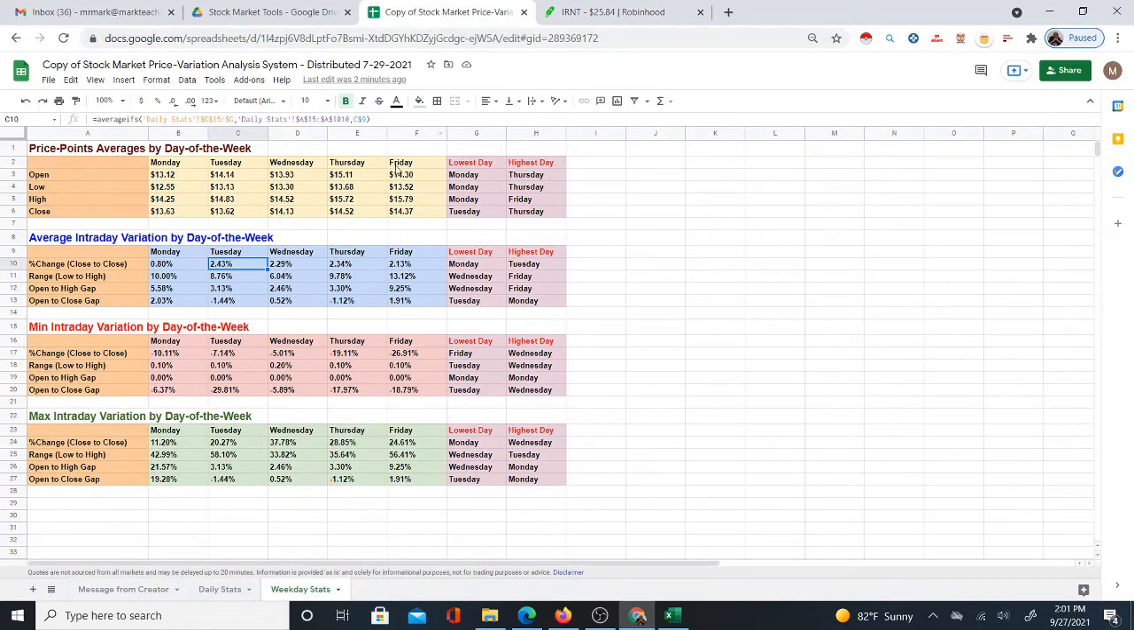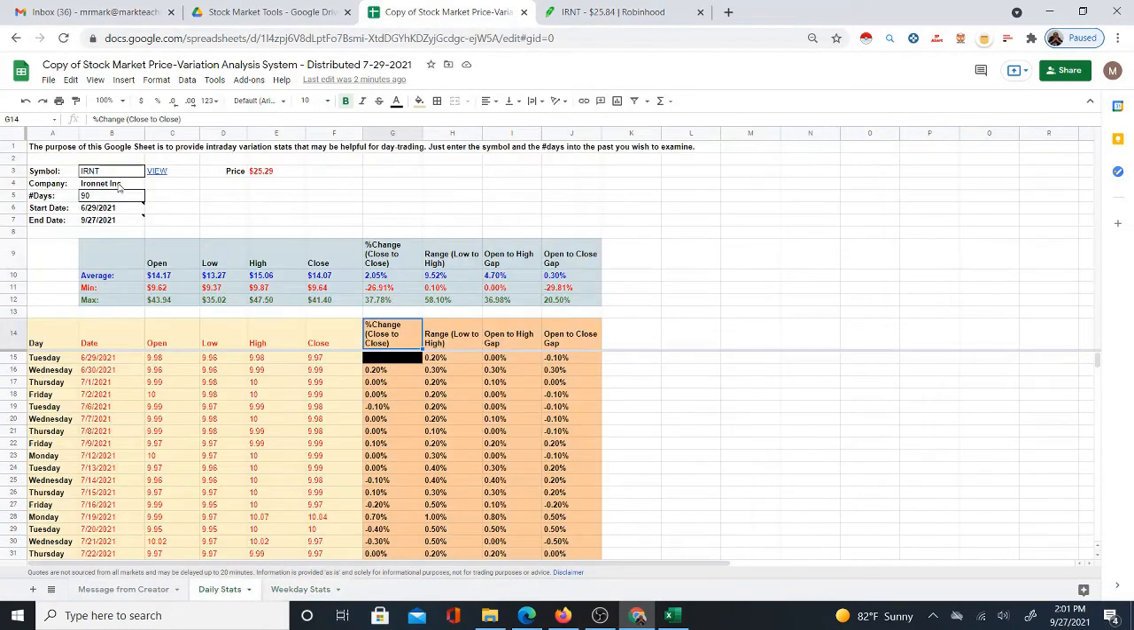First of all, you put in the stock symbol, which is IRNT, and I look at the past 90 days, and then automatically starting from 90 days in the past up to today's date, it analyzes. And what it does is it spits out all the prices on the Google Sheet. And then I have formulas in here that automatically figure out the days of the week from the dates. I have formulas that calculate these different variations like the range and all of that.